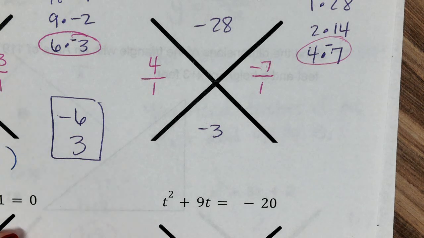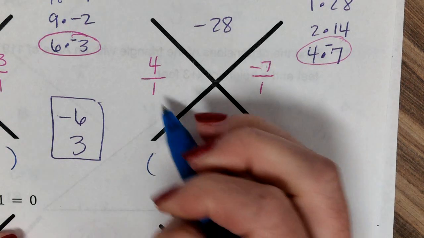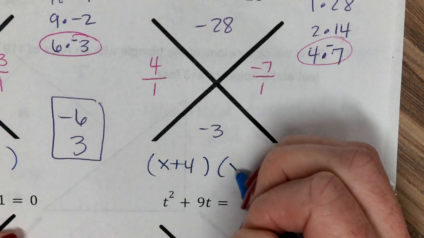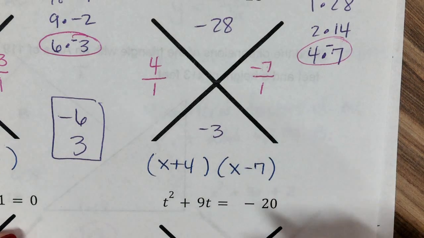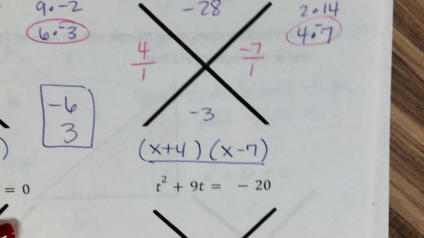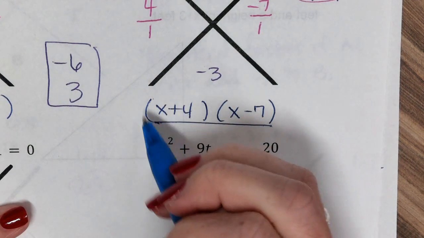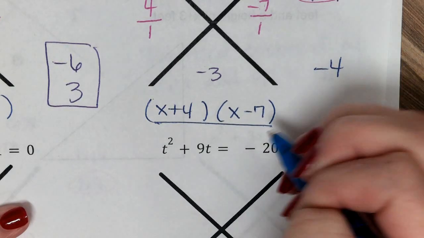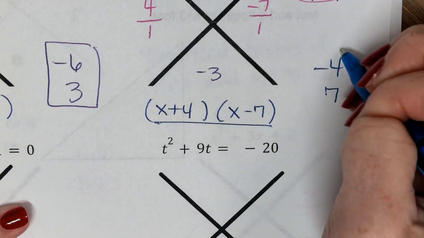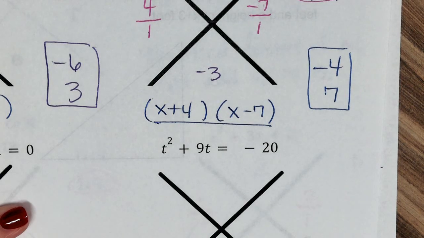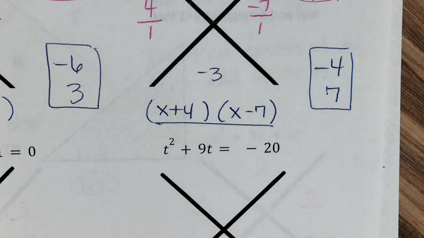All right, drop them in my binomials. Bottoms up, so 1x plus 4 and 1x minus 7. If I solved these, what would this answer be if I set it equal to 0? Negative 4. What would this answer be? 7. All right, let's go put that in our calculator and let's see the answer.